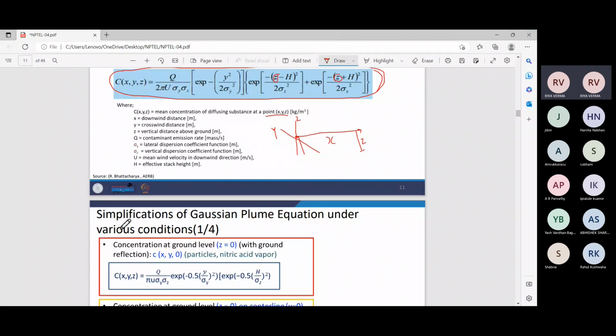Okay. So C will be equal to Q by pi u sigma y sigma z, times e raised to the power minus y square by 2 sigma y square. This 0.5 can be taken here as well. It will be 2 sigma y, multiplied by e raised to the power minus h square upon 2 sigma z square.